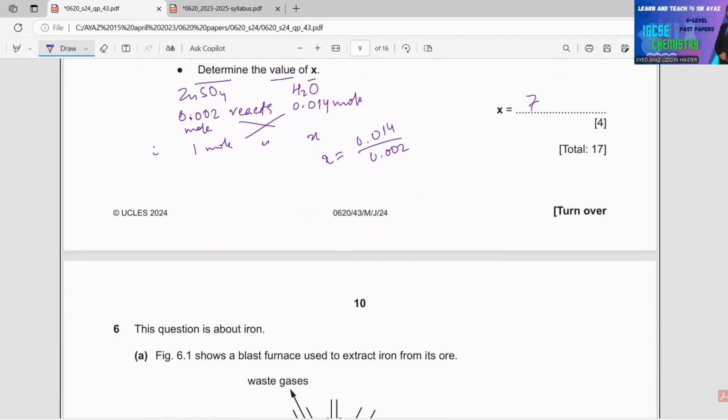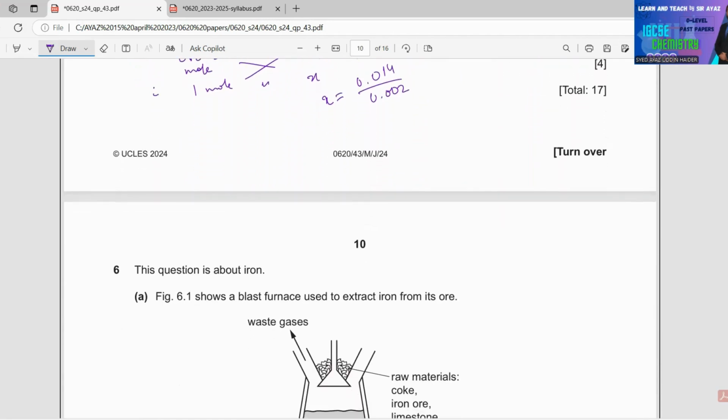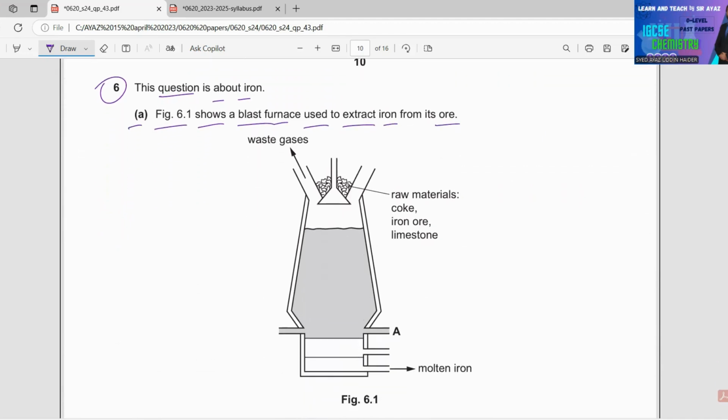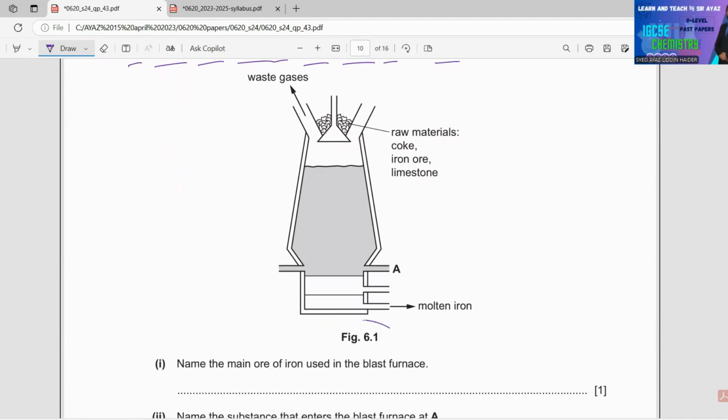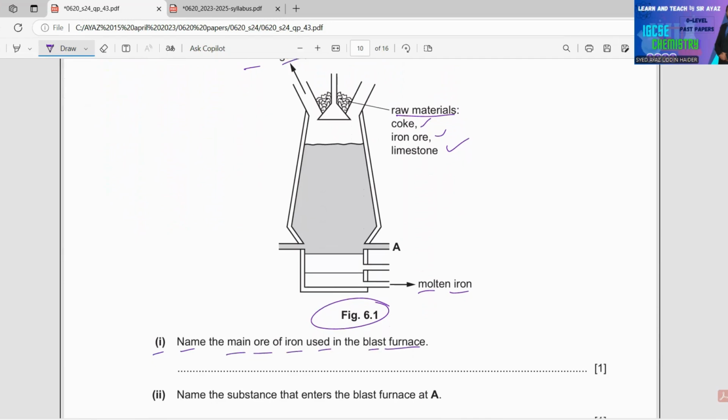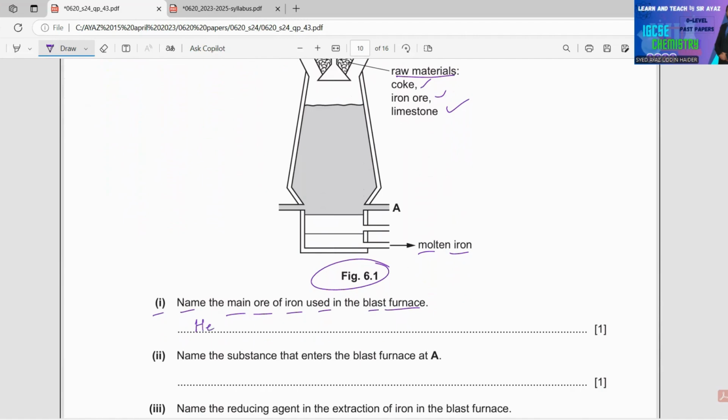Moving to the next question, question number 6. This question is about iron. A. Figure 6.1 shows a blast furnace used to extract iron from its ore. Here's the blast furnace, Figure 6.1. You have waste gases coming from the top. You have raw materials, coke, iron ore, limestone. And at the bottom you are getting molten iron. Number 1, name the main ore of iron used in the blast furnace. It's hematite. So you write hematite.